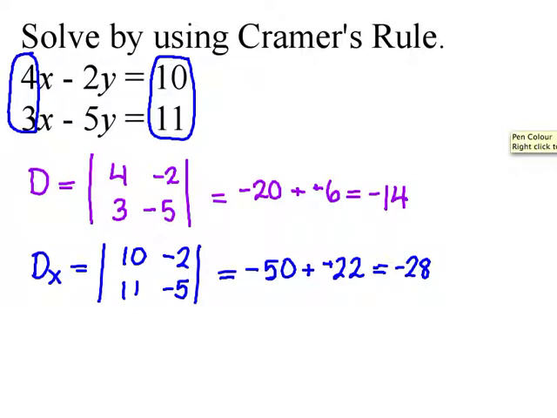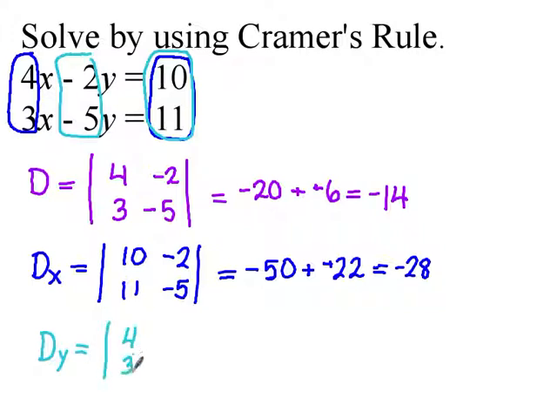So now I need to find d sub y. To find d sub y, I'm going to once again take the numbers to the right of the equal sign. And instead of putting them in for x, I'm going to put them in for y. So my x column will still stay 4, 3. Not going to adjust that any. The y column now becomes 10, 11. Very good. So let's go ahead and multiply that. What do you get? 44 minus 30, which is 14.